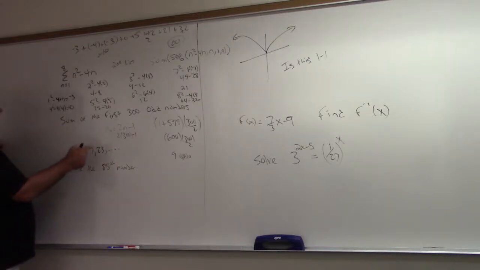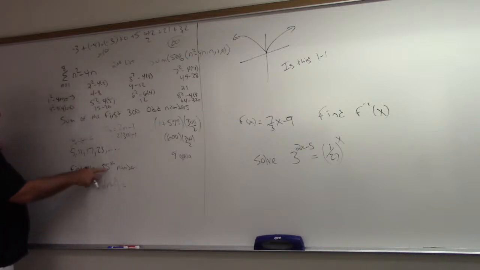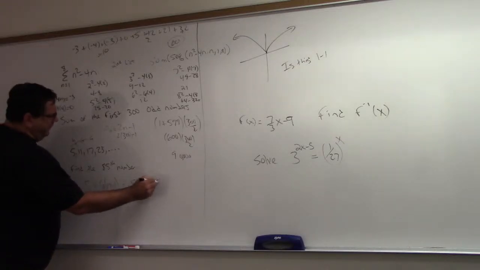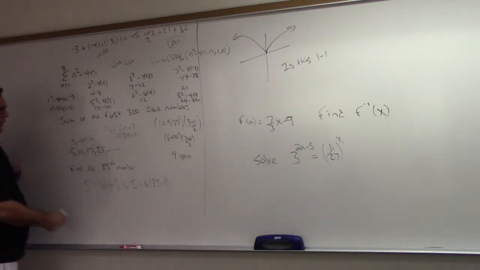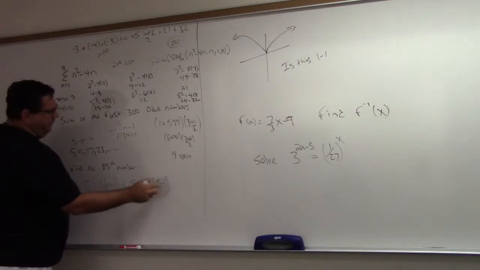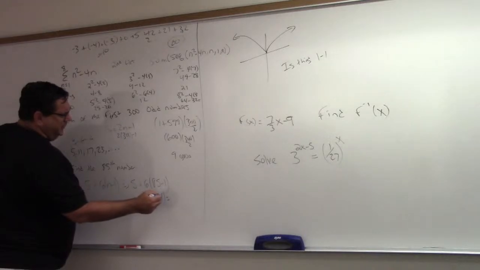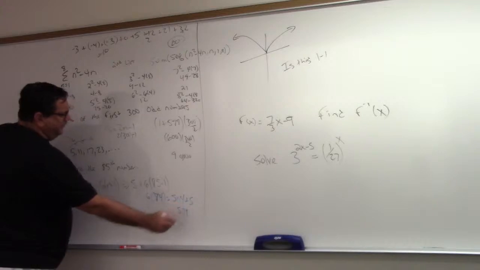All right. Find the 85th number. This is 5 plus, each one is increasing by 6. So this is 6n minus 1. So if you got to find the 85th number, you plug in 85. 5 plus 6 times 85 minus 1. 85 minus 1 is 84. So 6 times 84 is 504. Plus 5, 509.